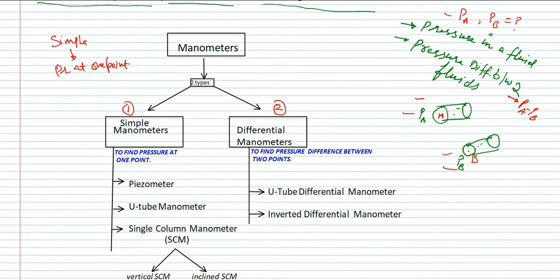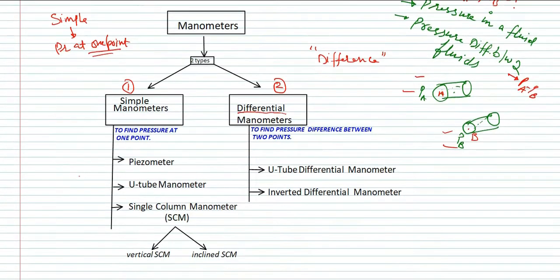Now differential manometers, as you can see from the word, differential means difference. So with the help of differential manometers you can find the difference of pressure between 2 points, like we have said here, PA minus PB or PB minus PA, between A and B. So differential means difference of pressures between 2 points, and simple manometers are only for finding pressure at one point.